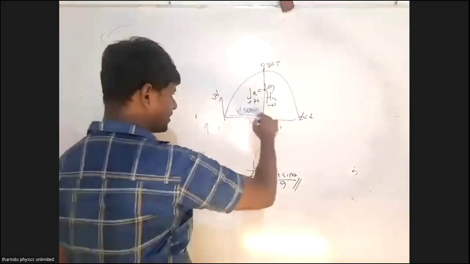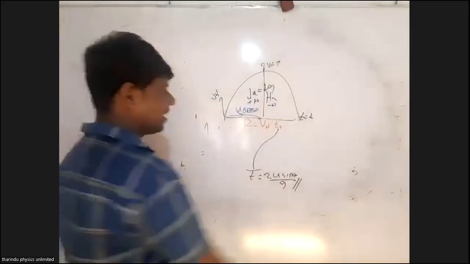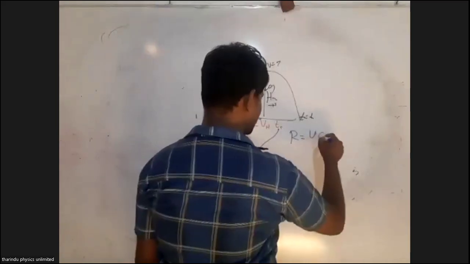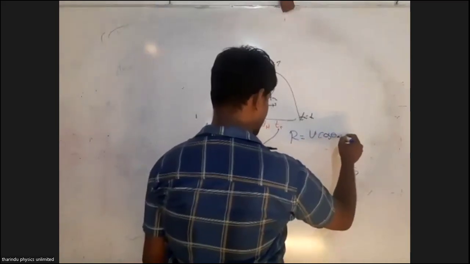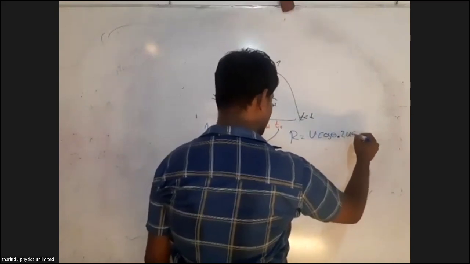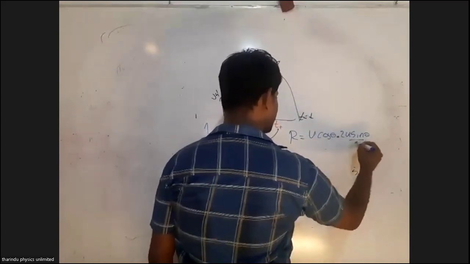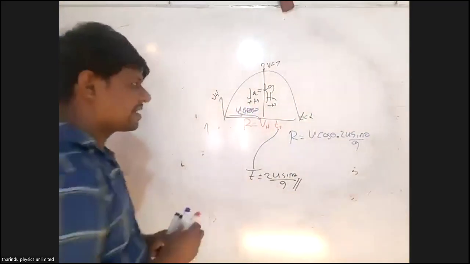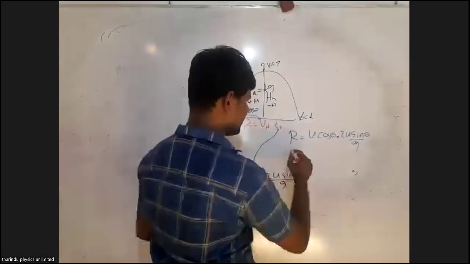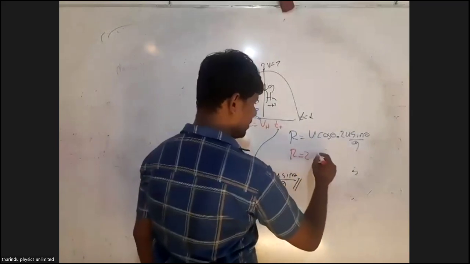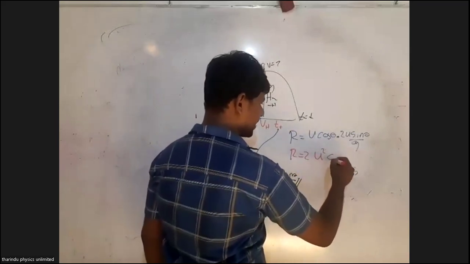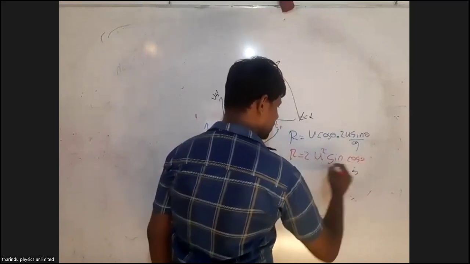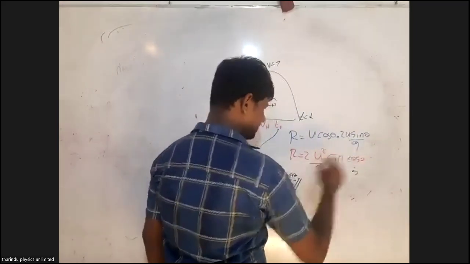Now I have to substitute this to here. My range is going to be cos theta multiplied by 2u sine theta over g. Now have a good look, I can bring this 2 to the front: 2 u to the power 2 sine theta cos theta over g.